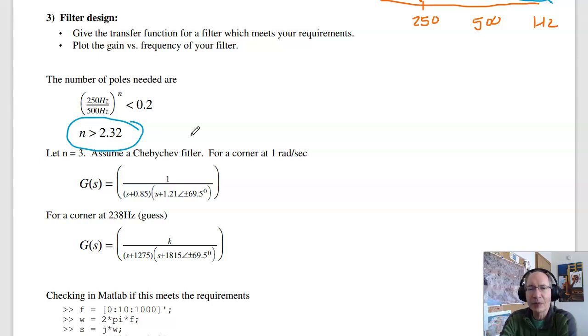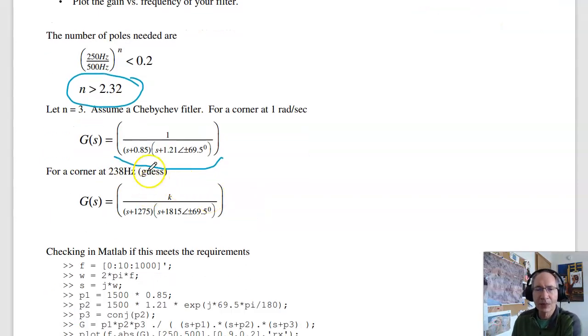Next, choose your type of filter. Butterworth, Chebyshev, elliptic, but pick one that you can build. I can build a third order Chebyshev filter, not too hard, so let's go with the Chebyshev. And from the lecture notes, corner at 1 radian per second is this. If I want the corner to be 238 Hertz, again, that's just kind of a guess, I'll scale all these times 238 times 2 pi. So 0.85 goes to 1275, 1.21 goes to 1875, angle stays the same. And K is whatever it takes to make the DC gain 1.